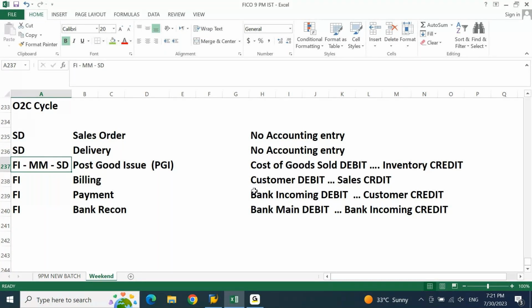Billing is FI and SD. Payment is pure FI. BRS is pure FI. And one more question is cost of goods sold account under which account group, sir? We have to create this. This is Expense. P&L expense account. P&L expense account, right?